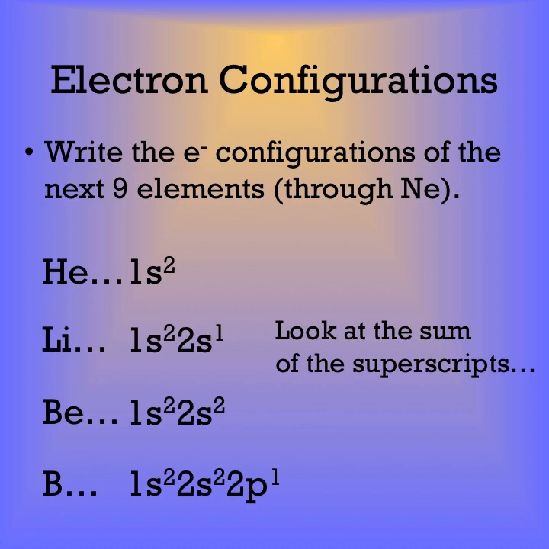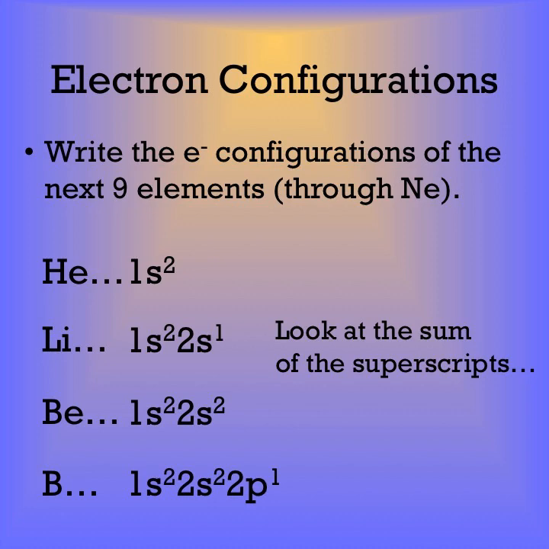Nitrogen, total of 7 electrons. 1s2, 2s2, 2p3. Oxygen, total of 8 electrons. 1s2, 2s2, 2p4. Fluorine, a total of 9 electrons. 1s2, 2s2, 2p5. And neon, a total of, you got it, 10 electrons.